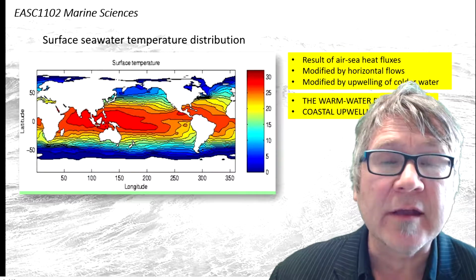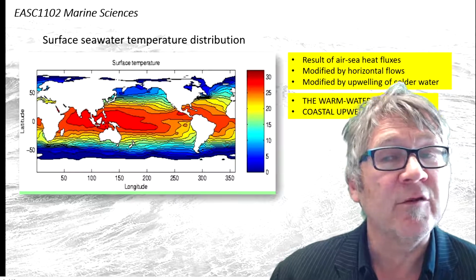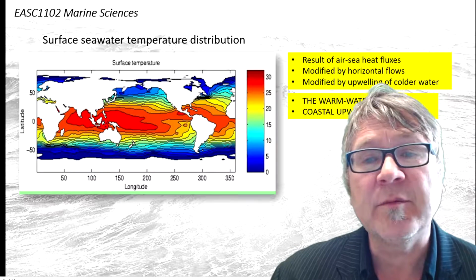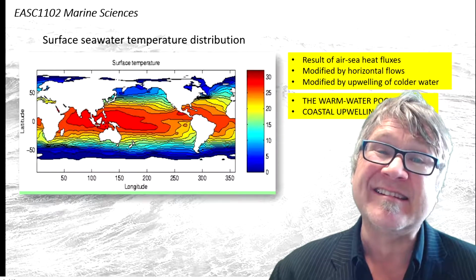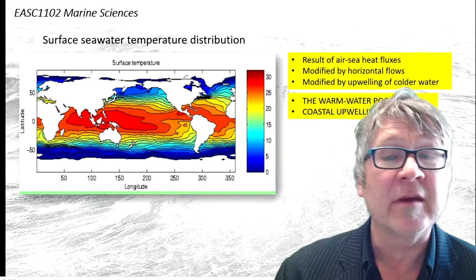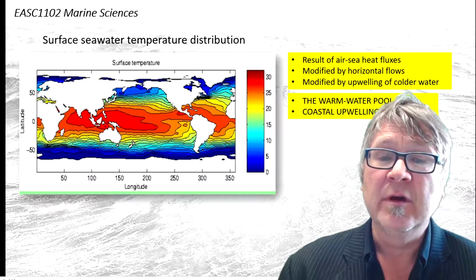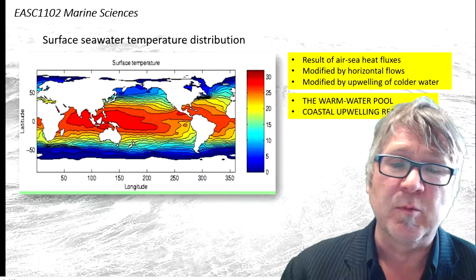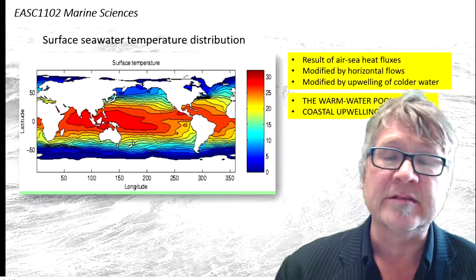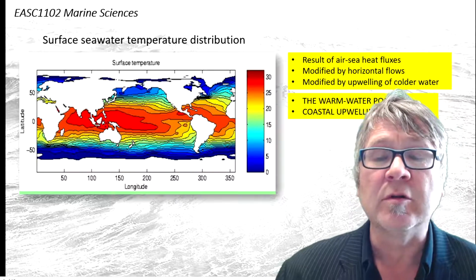So let us have a look at the surface distributions. First, the surface distribution of temperature. We call it SST, sea surface temperature. Okay, here's the SST distribution. And if you look at it, you can see indeed it's warm near the equator, and it's cold. The water is cold near the pole.